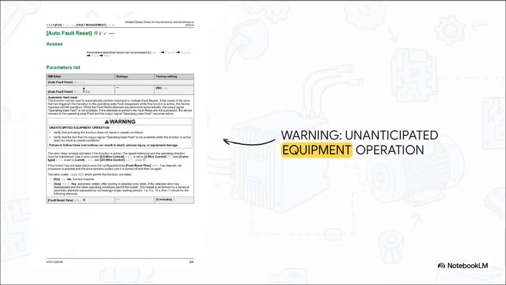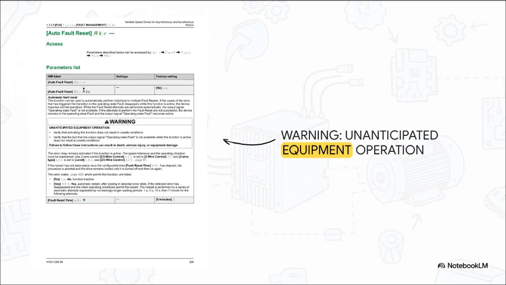Actually, hold up a second. I need to shift gears and get super serious for a minute. When you crack open the manual for the ATV320, right under that ATR, Auto Fault Reset parameter we just talked about, there is a massive, incredibly strict safety warning. It says, "Warning, unanticipated equipment operation." Look, if you enable Auto Fault Reset and the cause of the error just magically disappears, the device is going to automatically resume normal operation.